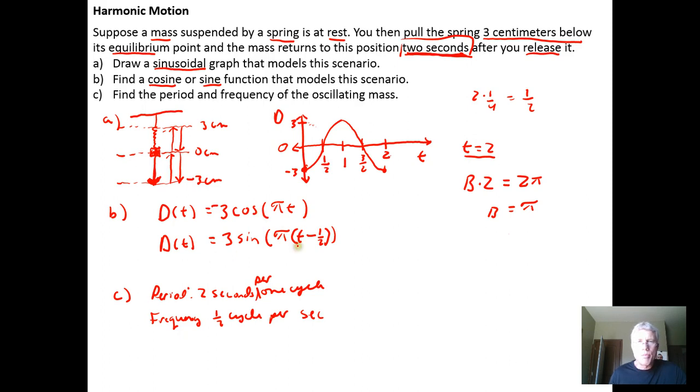unit. And then to put it into standard form, I can distribute this pi into parentheses. 3 sine pi t minus pi over 2. So again, sine and cosine function can both be used to model the scenario.